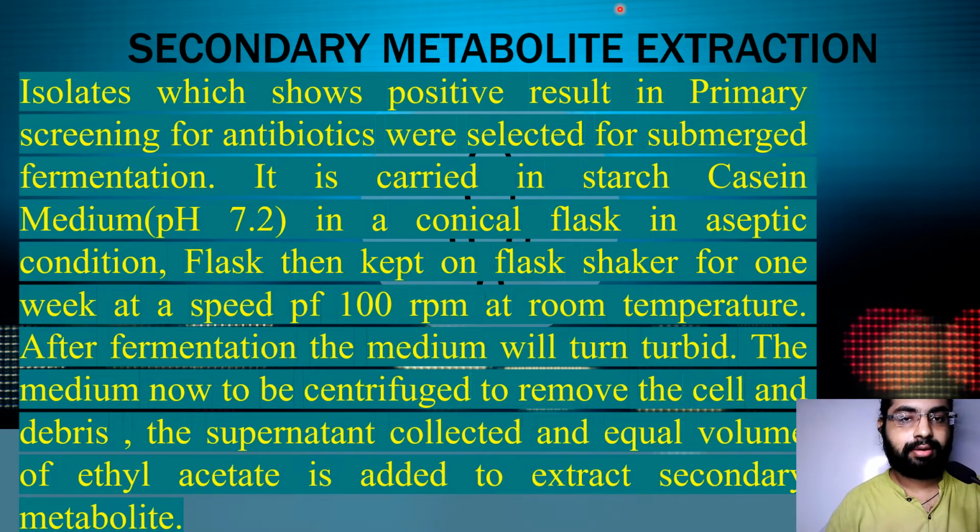So isolates that have shown positive result in primary screening are now kept for fermentation in a starch casein medium. After fermentation, the medium will turn turbid because of the enzyme production in it. Once the enzyme is produced, there is no requirement of the cells, so the cells are removed by centrifugation, and the supernatant is collected and an equal volume of ethyl acetate is added to extract the secondary metabolite.